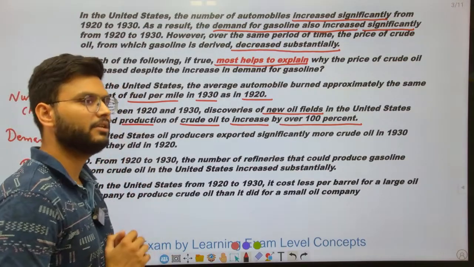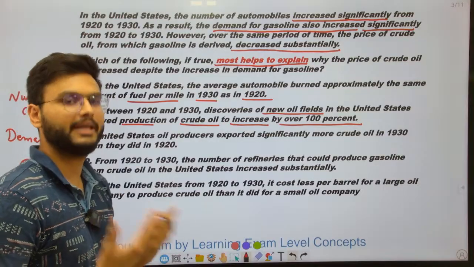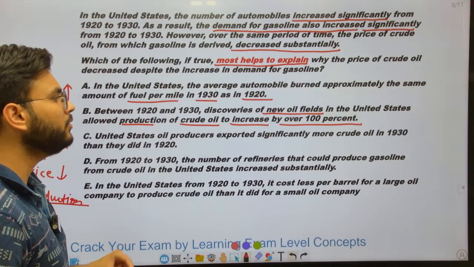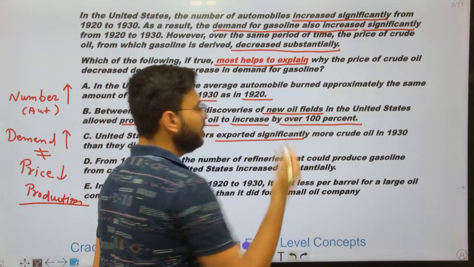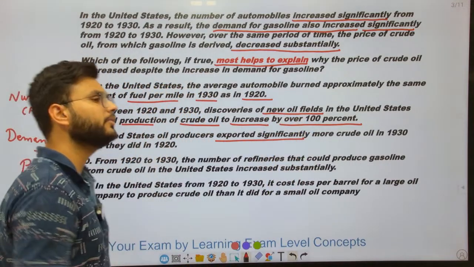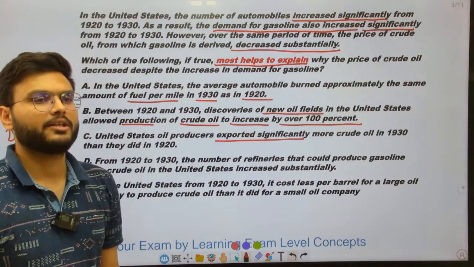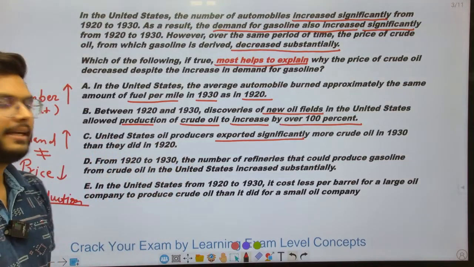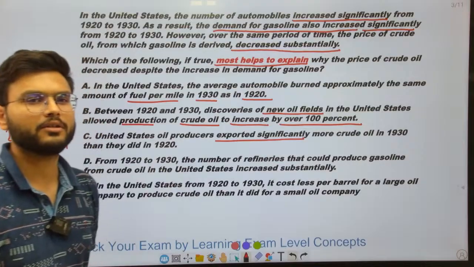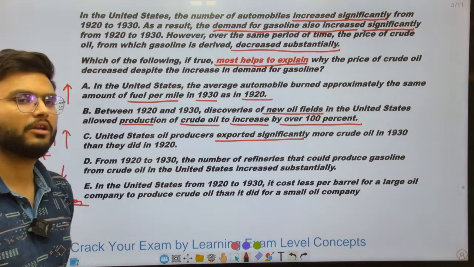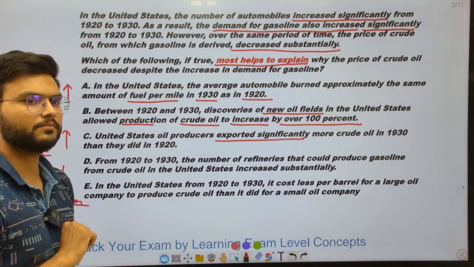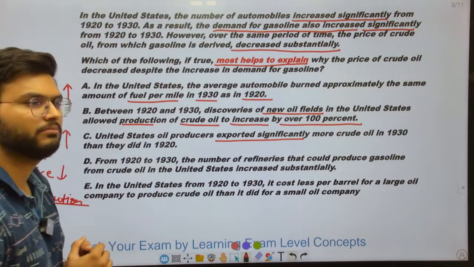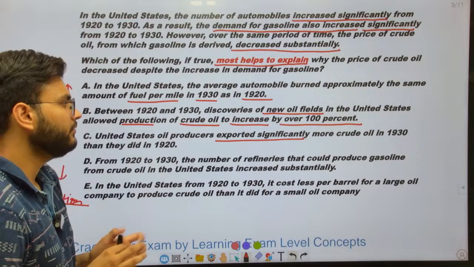But from options A and B, B gives me a reason to believe, but A does not tell me anything. Option C: United States oil producers exported significantly more crude oil in 1930 than they did in 1920. Now think about it. You are saying the country, the United States, is exporting more crude oil in 1930 compared to 1920. All right, you are producing more crude oil, but does it give me a reason to believe that because of this export the price has increased or dropped? No, it does not tell me anything, because we have a normal pattern.